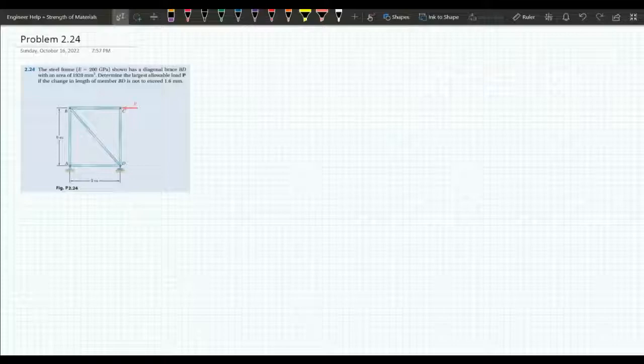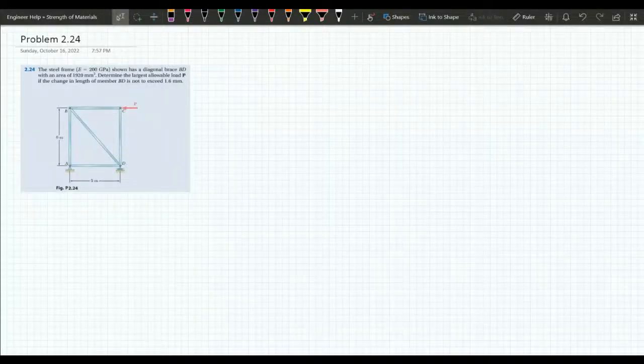Hello guys, today we're going over problem 2.24 from the Strengths of Materials textbook.